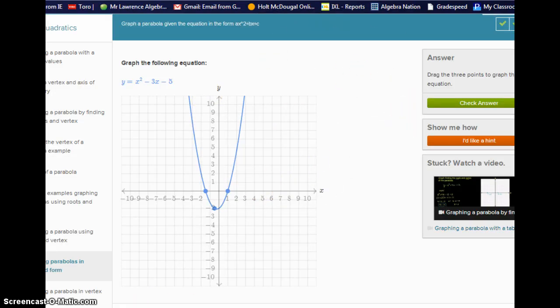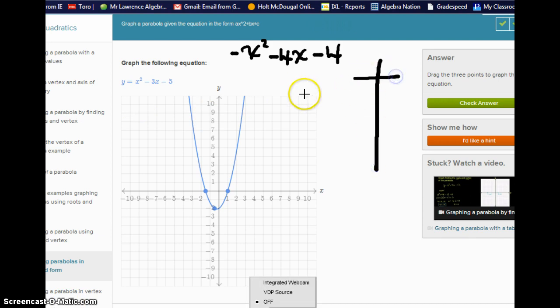So let me just erase this. Okay, so here we have negative x squared minus 4x minus 4. And so the first thing we're going to do is we're going to take a look at our axis of symmetry, which is 4 over negative 2, which is negative 2. So I know that my axis of symmetry is at negative 2, so that's a good point to have. And if I go into my table, I will find negative 2, 0. Okay, and then I'm going to pick a couple more points. I know that my y-intercept is at 0, negative 4, which means I can come over to here and start graphing.